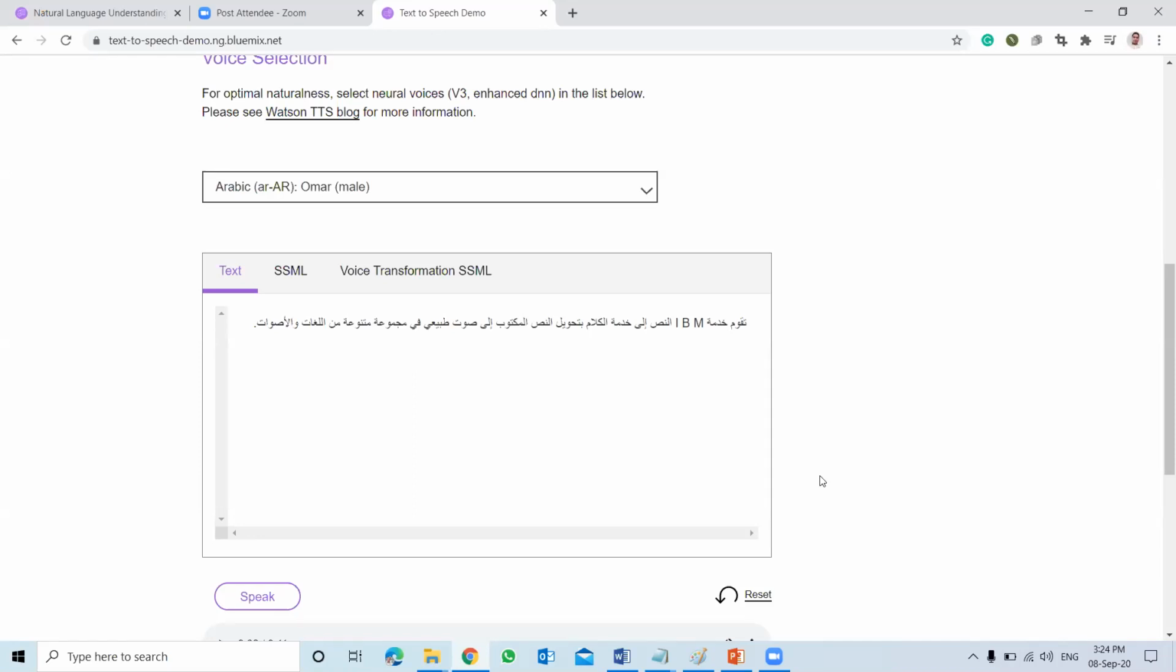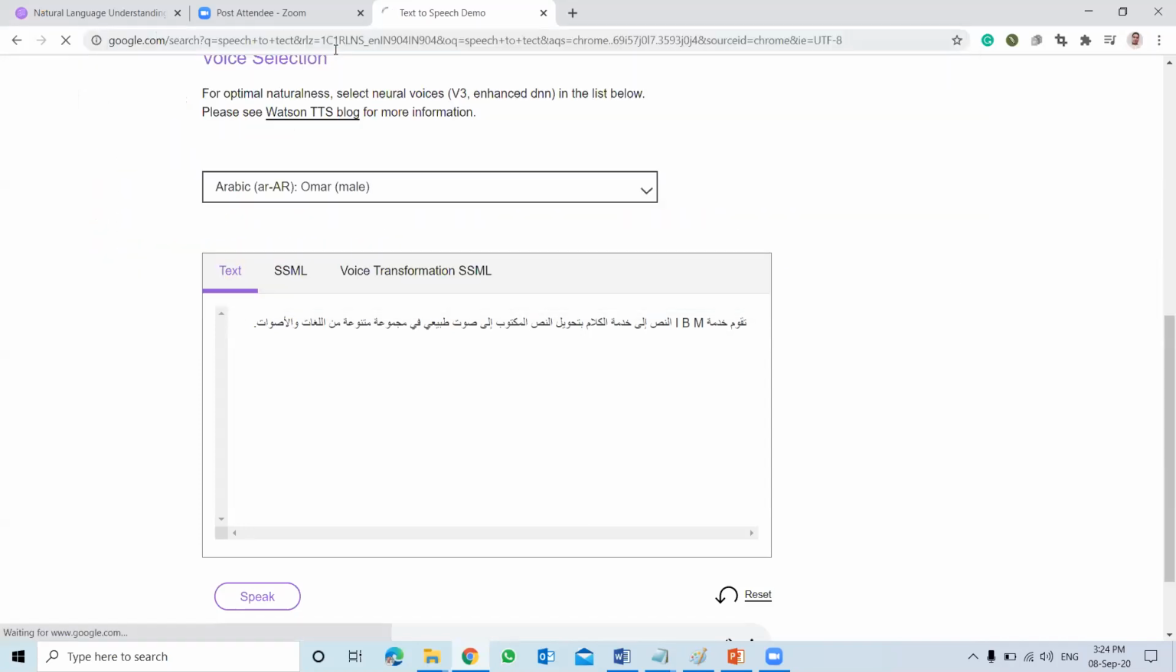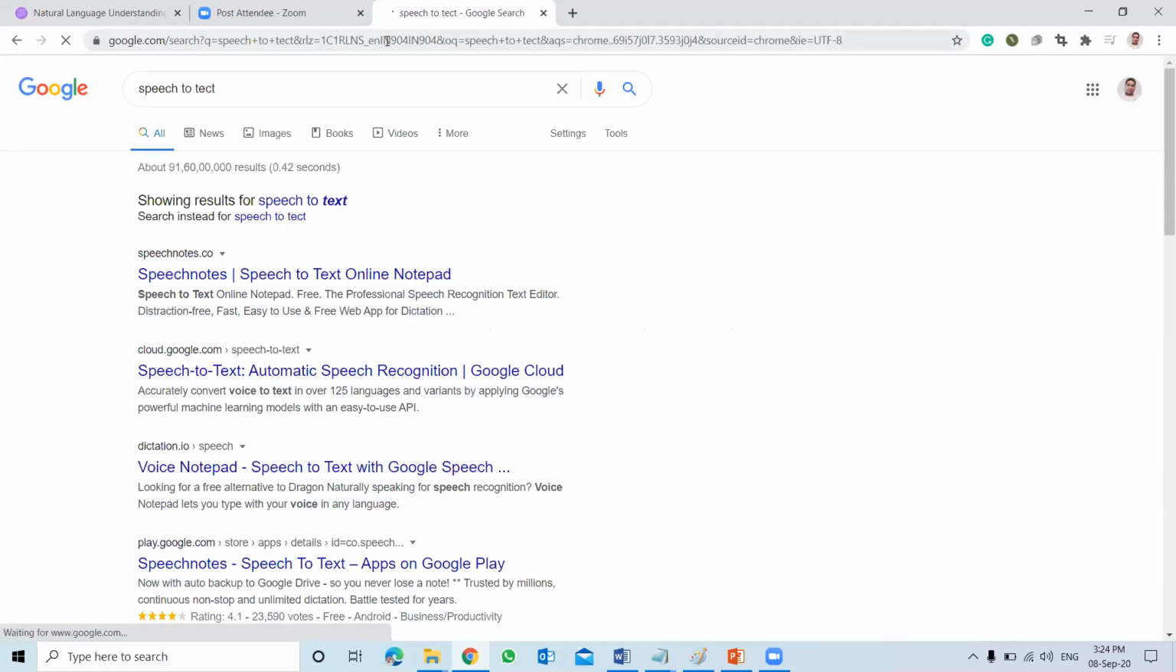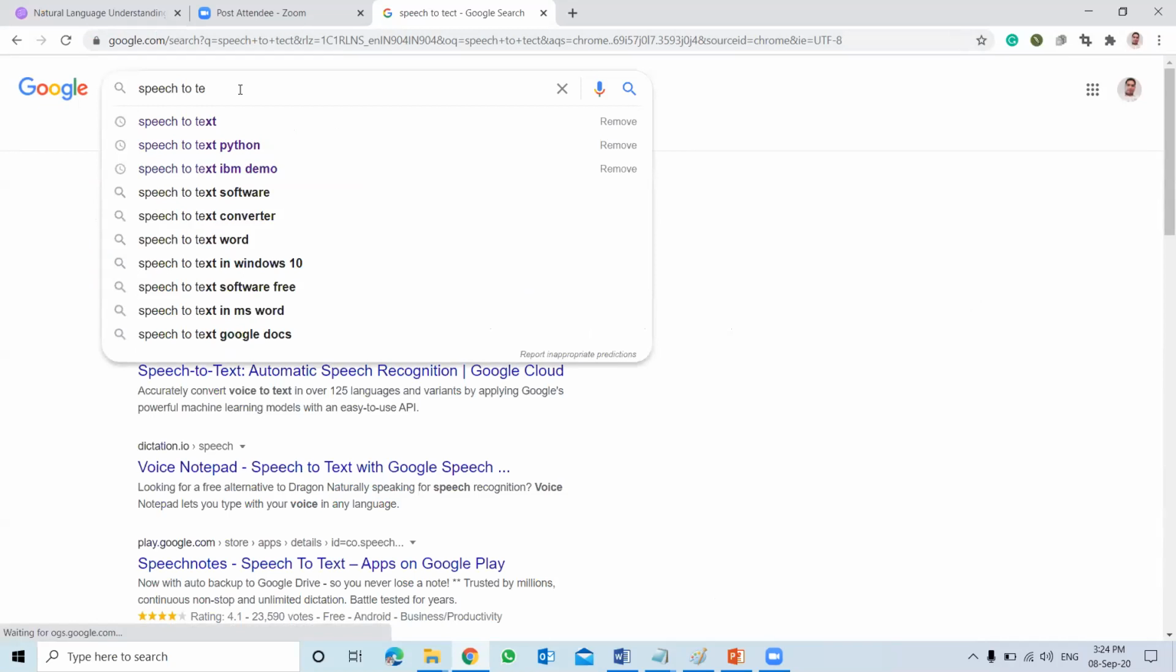And that is what we are doing, guys. This is called text-to-speech. In the same way, we have speech-to-text. Here we can take the example of the database from IBM Cloud, and we can perform the operations here.